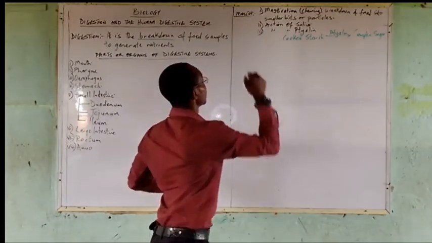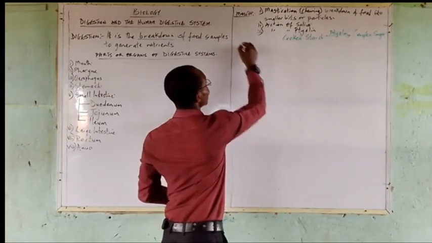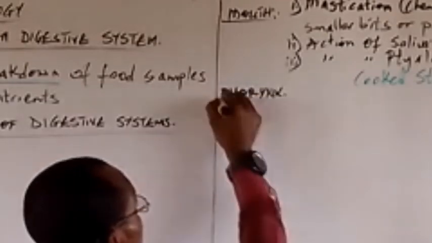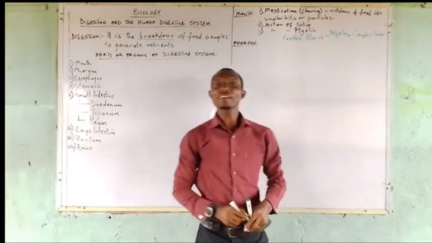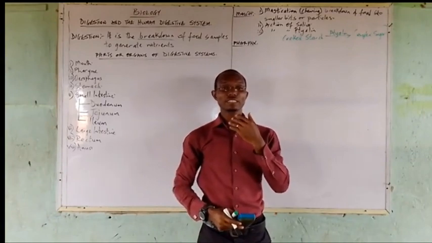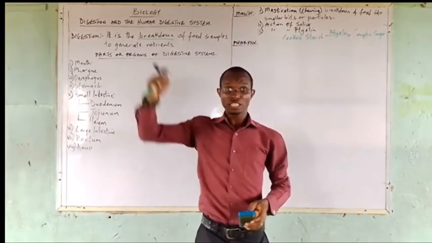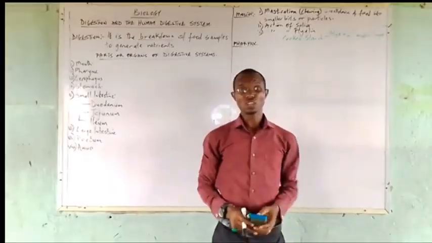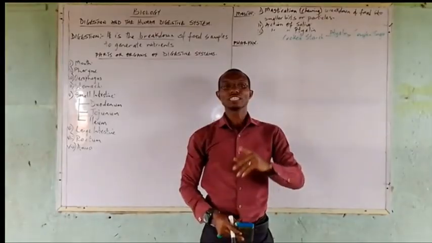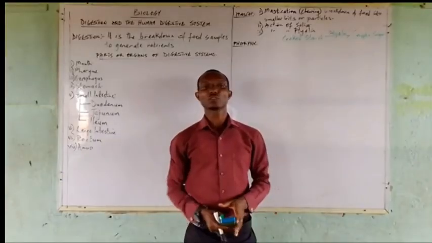And after that is done, the food goes from the mouth into the next organ which partakes in digestion, and that is the pharynx. So what happens in the pharynx? The pharynx is a gateway, a passage between the mouth and the esophagus. It helps to convey the food from the mouth into the esophagus. It is a junction that leads into two tubes: the trachea and the esophagus.